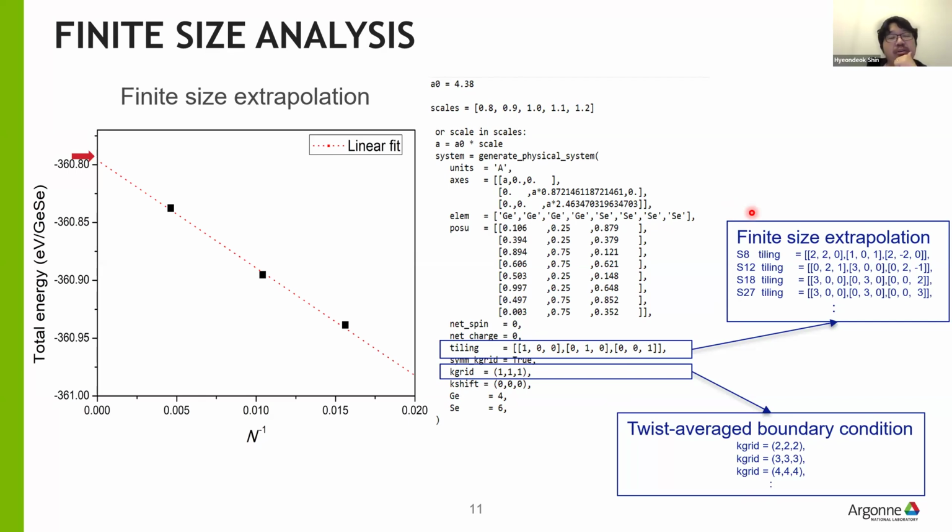Usually, the required total number of twists decreases when increasing the size of the supercells, but you need to make sure it's fully converged. As you see in the left figures, we can obtain the DMC energies at different sizes of cell. Here N is the total number of atoms in the supercell. So we can extrapolate them to the bulk limit to obtain the DMC energies at the thermodynamic limit.